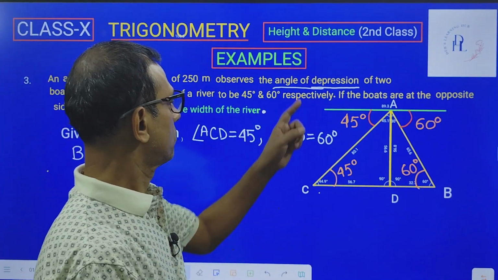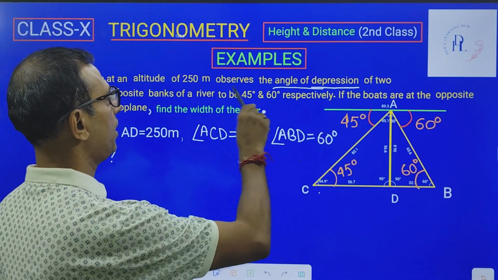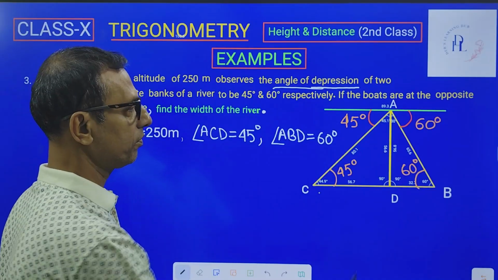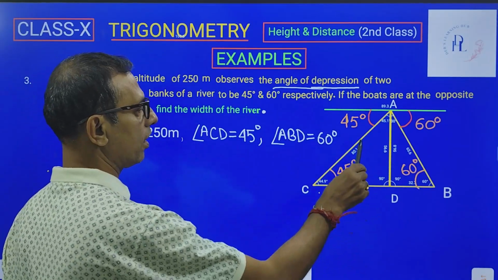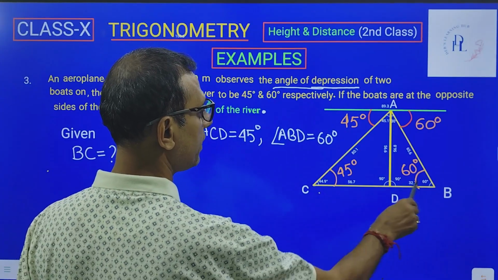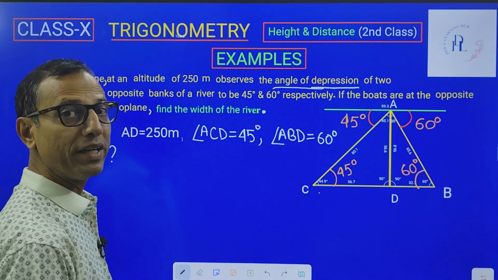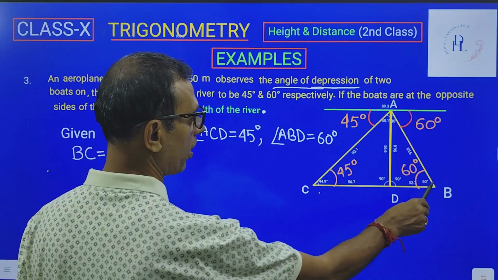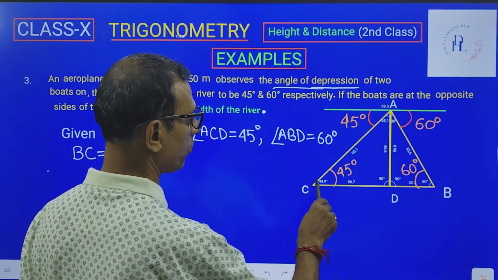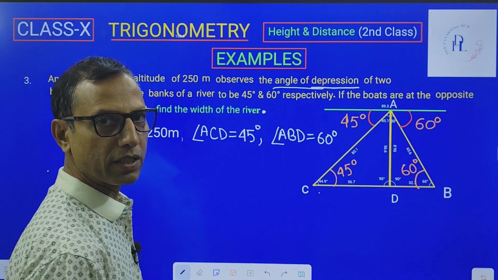Okay, so if I transform the entire story into pictorial form, that is how it looks. There are two boats, and BC is the entire width of the river. Two banks, one bank is B, one bank is C. So one boat is at bank B, one boat is at bank C, on the opposite sides of the river.